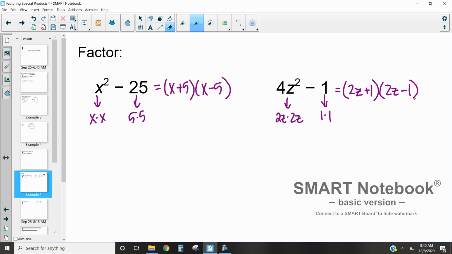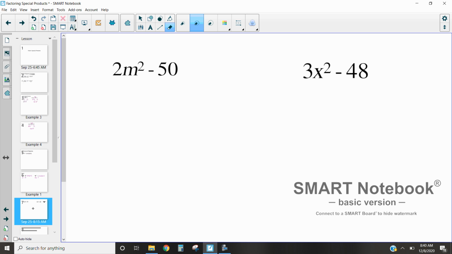Awesome. Okay, now sometimes they're going to look like perfect squares. Sometimes we might see something that doesn't look like a perfect square, like 2m squared minus 50. But remember when we go through and factor polynomials, we want to factor out the greatest common factor first. So in this case, what is our greatest common factor here? It's a 2. So I'm going to factor out a 2, and I end up with m squared minus, not 50, but 50 divided by 2, which is 25. And so now that we have this, we actually have a perfect square inside.